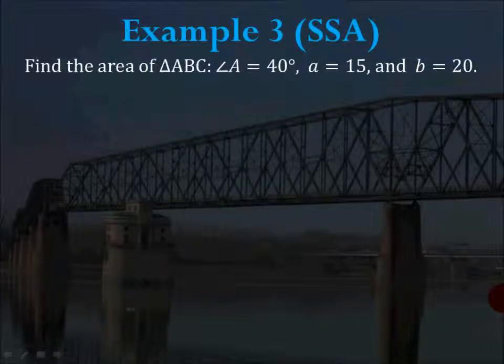Example 3, we have an SSA. We do not have an included angle. So angle A is 40, side A is 15, side B is 20. What do you do here?